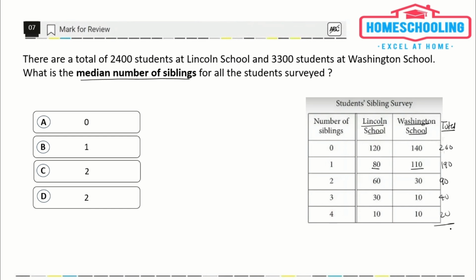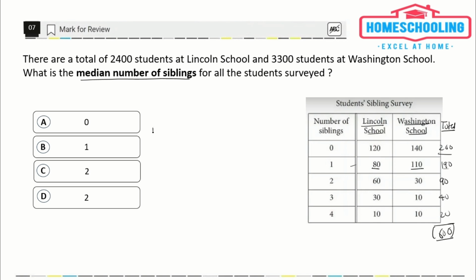And if we add all the students of both the schools with siblings, the data, then the sum would be how much? That is going to be 600. So the total number of students, that is 600, are having siblings. The data is given for these 600 students with siblings. So 260 of them have 0 siblings. 190 of these 600 students have 1 sibling. 90 of them have 2 siblings. 40 of them have 3 siblings, and 20 of them have 4 siblings.